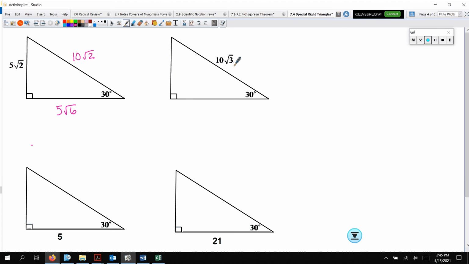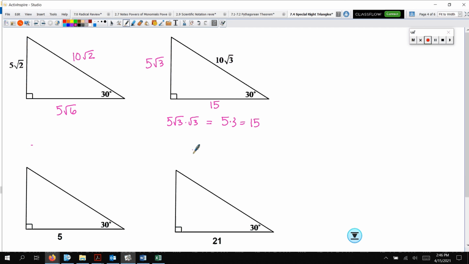So now I have the hypotenuse, so to find the short leg, because I always need to find the short leg first if I don't already have it, divide by 2, 5 root 3. To go from the short leg to the long leg, we multiply by root 3. 5 root 3 times root 3. Well, that kind of frees the 3, right? So it's 5 times 3, which is 15. So the long leg is 15.